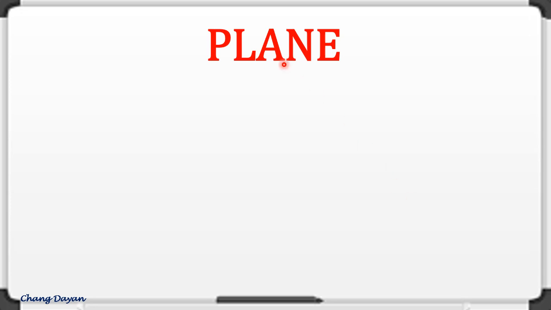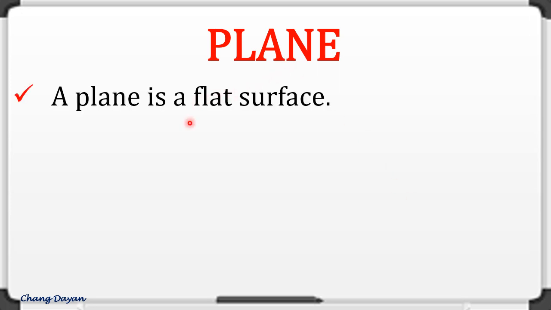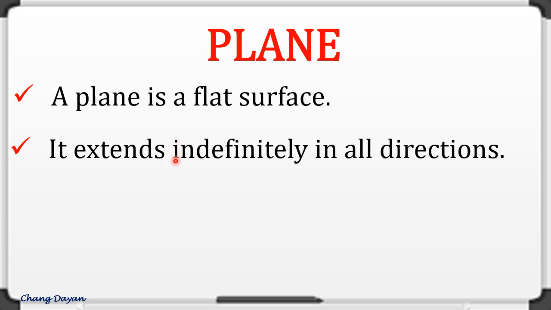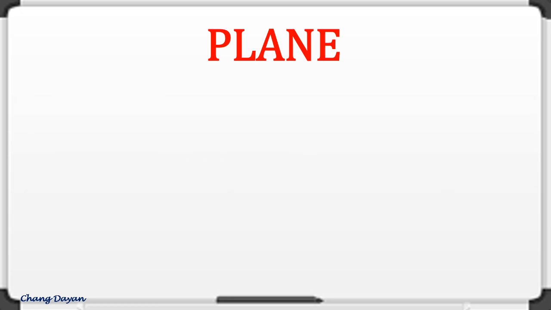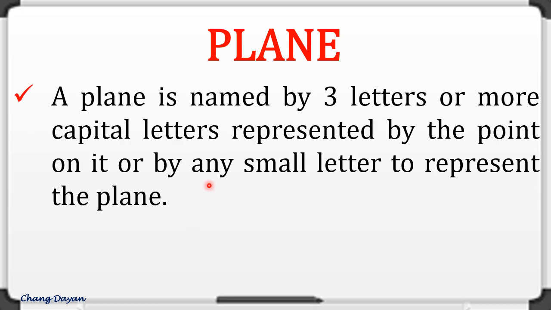Now let us have a plane. So a plane is a flat surface. It extends indefinitely in all directions. It has no thickness and contains an infinite number of points and lines. Also, a plane is named by 3 letters or more capital letters represented by the point on it or by any small letter to represent the plane. So it consists of a point and a line.